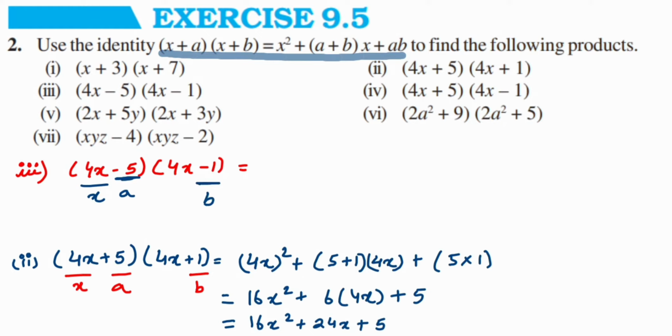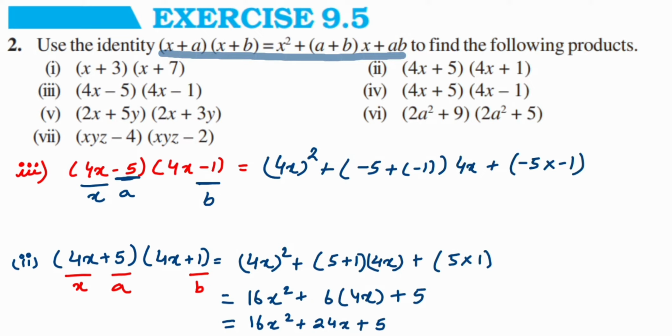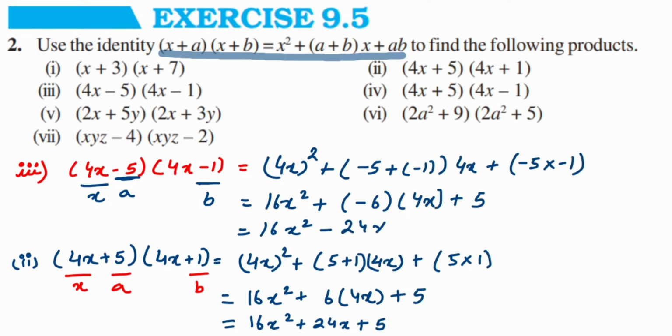Now when you substitute in the identity, we'll get (4x)² plus (−5 + −1) into 4x plus a into b, so −5 into −1. So this is equal to 16x² plus, when you add −5 and −1 we'll get −6. So −6 into 4x plus −5 into −1 is 5. So this is equal to 16x² − 24x + 5. So this is the answer for the third problem.